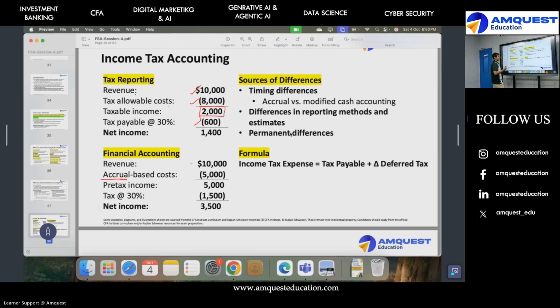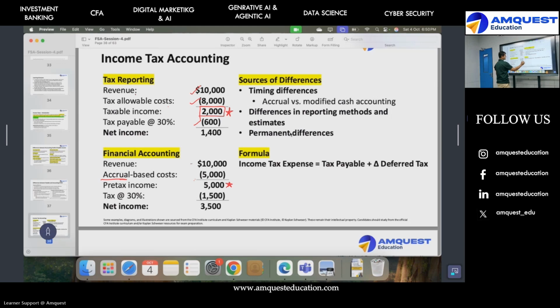Example, let's say bad debts. Bad debts you have provided last year, so you won't record it as an expense this year. It'll be a write-off provision, but they are allowing you only because you have written off this year. They'll allow bad debts this year as an expense. So tax is saying, boss, your income is 2,000, but you are showing your income as 5,000.